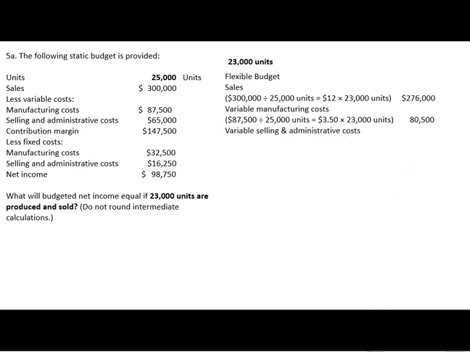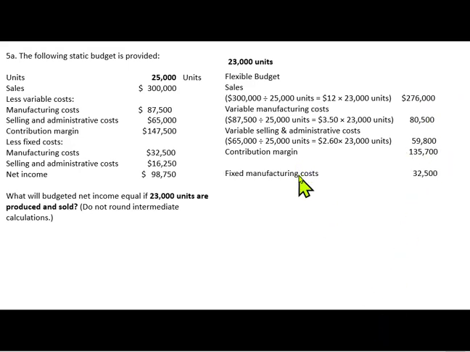Same thing for the variable selling and administrative expenses. You'll take the original number of 65,000 and divide it by 25,000 units. You get $2.60 per unit, times the new volume level of 23,000 units, and you get $59,800. Contribution margin: these two pieces added together and subtracted from the sales, you get 135.7.